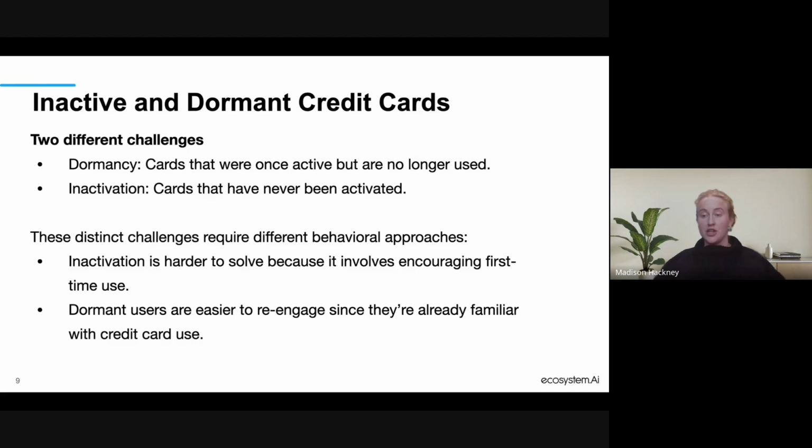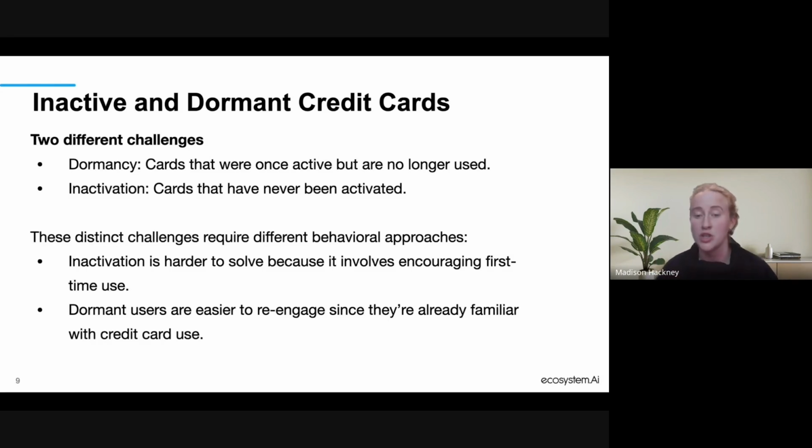Inactivation is very different. The person has gone through the issuance and the onboarding process, but they haven't made that first transaction. The card has never been activated. These are two entirely different challenges and require two different approaches from a behavioral perspective. Activation is harder because it requires encouraging someone to take a first step that they may never have taken. It means taking them into unfamiliar territory and encouraging a first step, which is always harder than dealing with someone who is already familiar with the process.